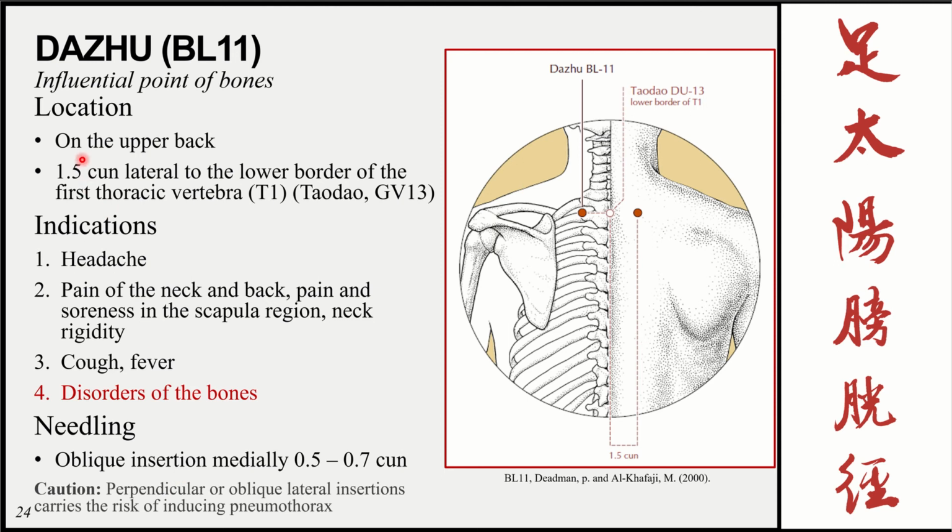Its location is on the upper back, 1.5 cun lateral to the lower border of the first thoracic vertebra. What this means is that you're going to count down C6, C7, and then you're going to find T1 over here, and you're going to feel the bump, and go just below it, the lower border of that spinous process. Then we go to that line we've talked about, midway between the medial border of the scapula and the spinal column. I'm going to go midway between those two at the level of the lower border of T1. And that's where the point is found.